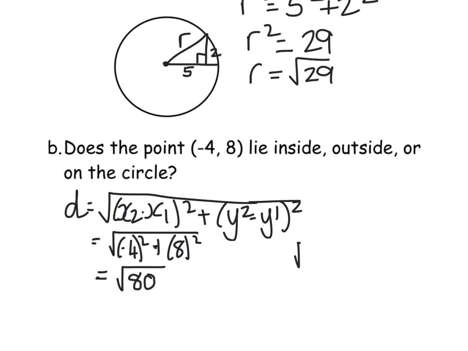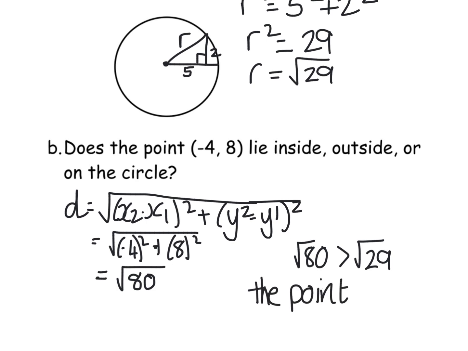Now, because root 80 is greater than root 29, the point lies outside the circle. If it lay on the circumference of the circle, it would be exactly the same as your radius, but this one is bigger than the distance to the radius, so it lies outside. You can also simply plug in the numbers to the equation and see if you come out with 29. So if you plugged in 4 squared plus 8 squared, you're going to come out with 80. It won't give you the 29 for the radius, so that's what we do for that one. So it lies outside. If my number had been less than root 29, then it would have been inside.